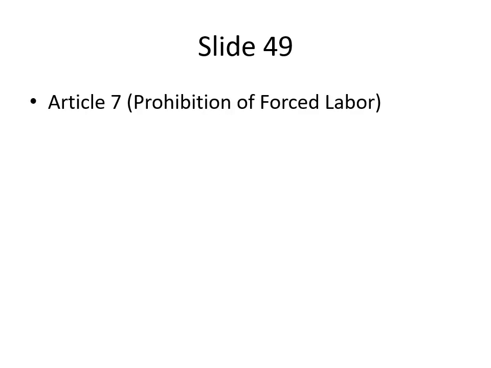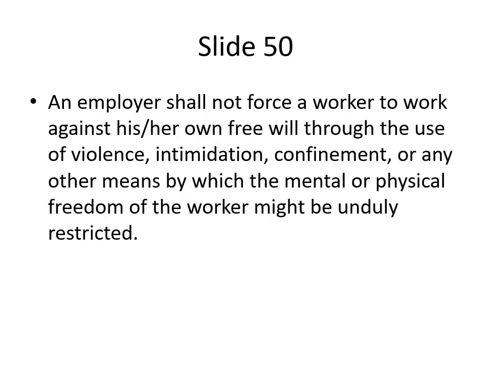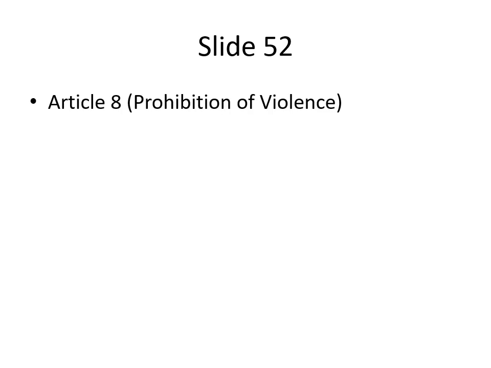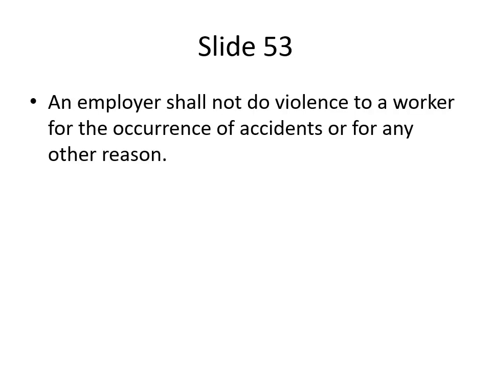Article 7. Prohibition of forced labor. An employer shall not force a worker to work against his or her own free will through the use of violence, intimidation, confinement, or any other means by which the mental or physical freedom of the worker might be unduly restricted. Article 8. Prohibition of violence. An employer shall not do violence to a worker for the occurrence of accidents or for any other reason.